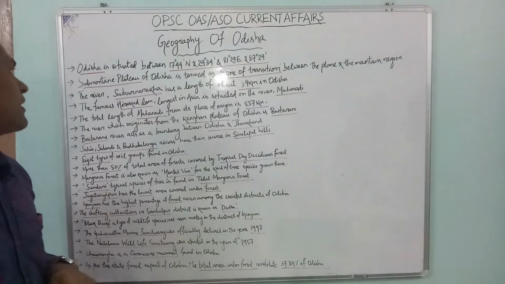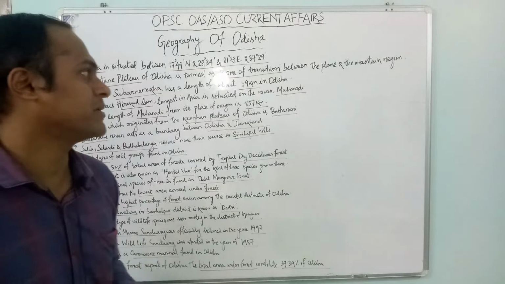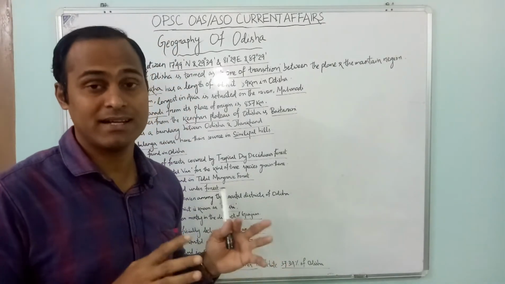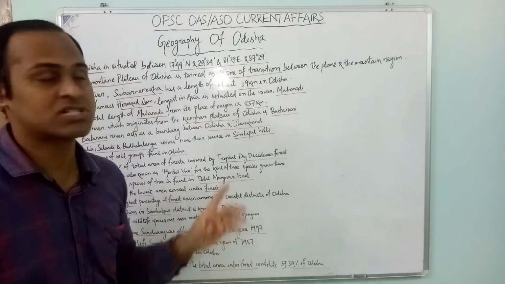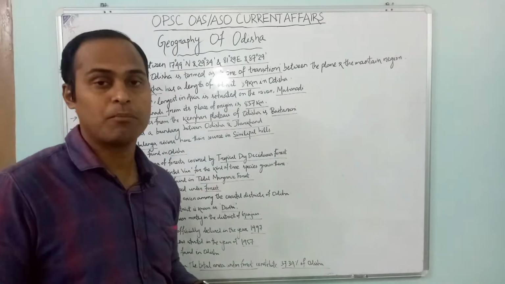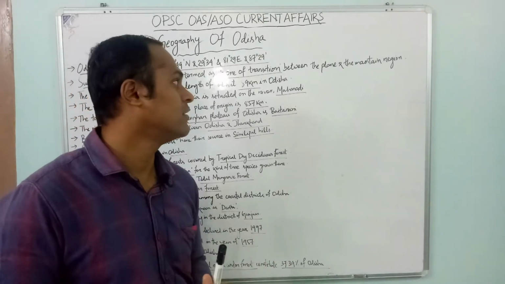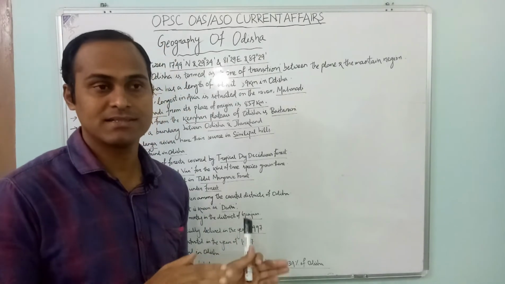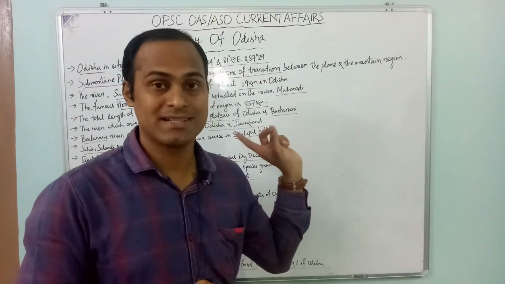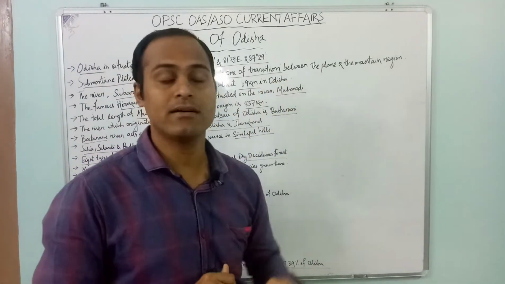Very important. Then coming to the next one: the sub-mountain plateau of Odisha is termed as the zone of transition between the plain and the mountain region. There are different regions in Odisha's geography, and this is an important region. The Eastern Ghats pass through Odisha, so this particular region is the transition zone between the plain and the mountain region.